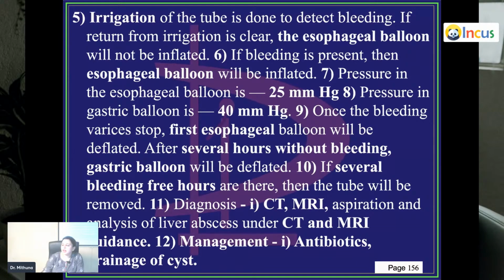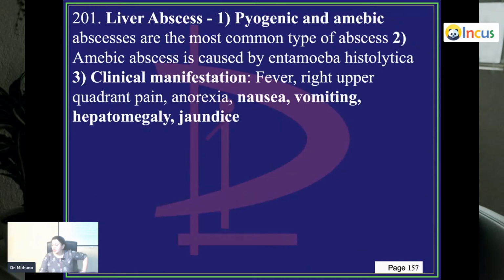Okay, this 11 and 12 point doesn't belong to the Sengstaken tube. It belongs to liver abscess, which we'll be doing tomorrow. Yeah, this I'll be doing tomorrow. We'll have to add a few more pictures to it so that it becomes easy. So if you have any questions, please do ask.